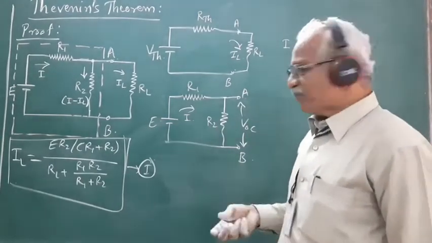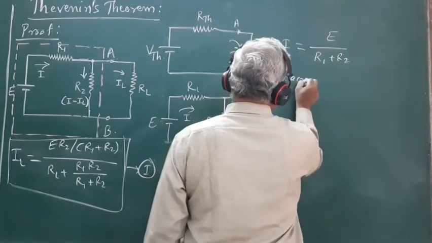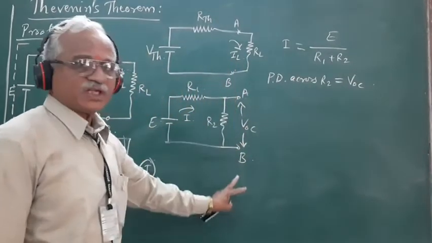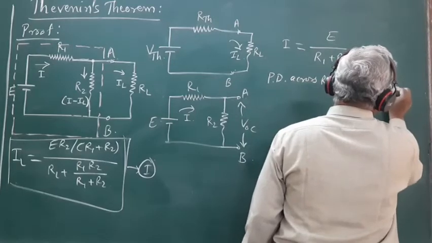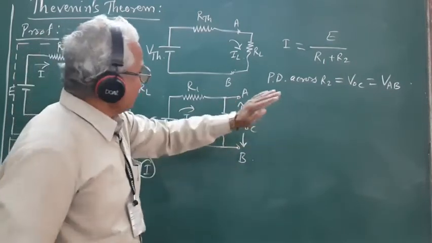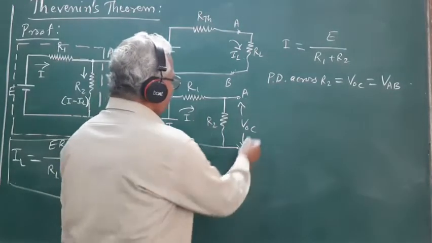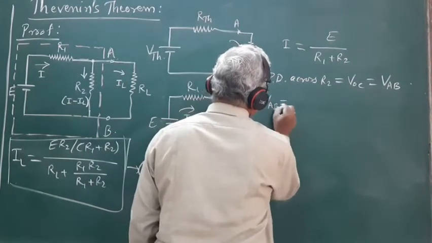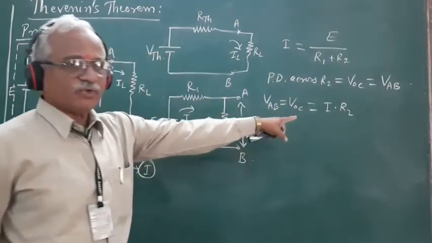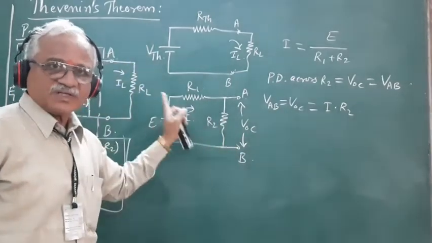So if this is the current I flowing through this resistance R2, in accordance with Ohm's law, what will be the potential drop across R2? The potential difference across R2 is nothing but the open circuit voltage across the terminals A and B, that is VAB, which is equal to VOC, which is equal to I into R2. Because when the load resistance is removed, the same current I flows through both the resistors R1 and R2.